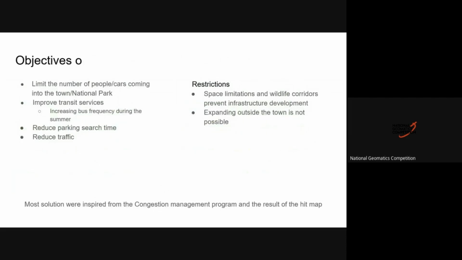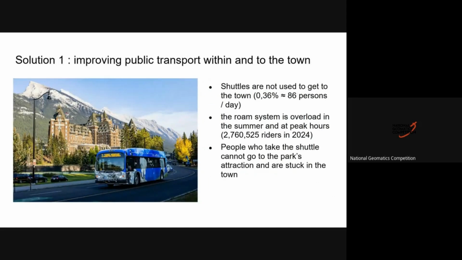The objectives we tried to keep in mind for the solutions we wanted to explore were to limit the number of people, and mostly cars, coming into the town and the national park, as well as improving the transit systems and reducing parking search time that increases traffic, so reducing traffic as well. Some restrictions were that the space limitation and the wildlife corridor prevent infrastructure development, and expanding outside the town is not possible.